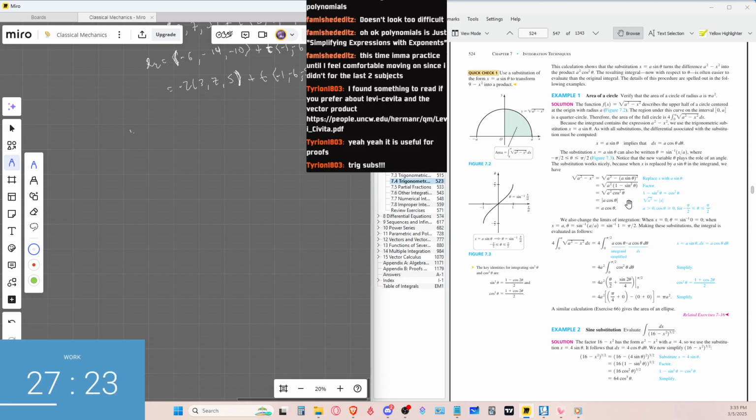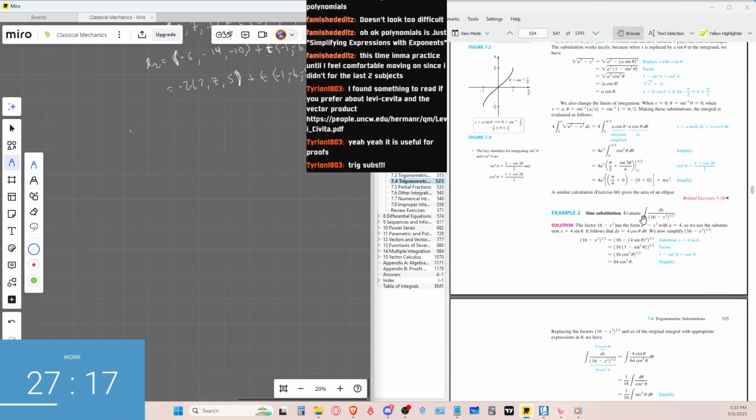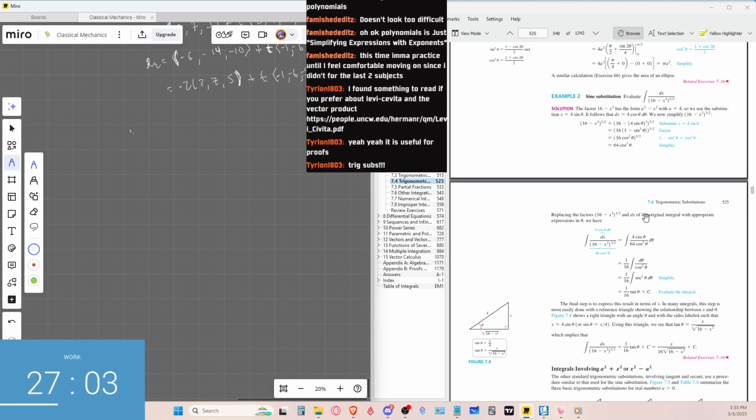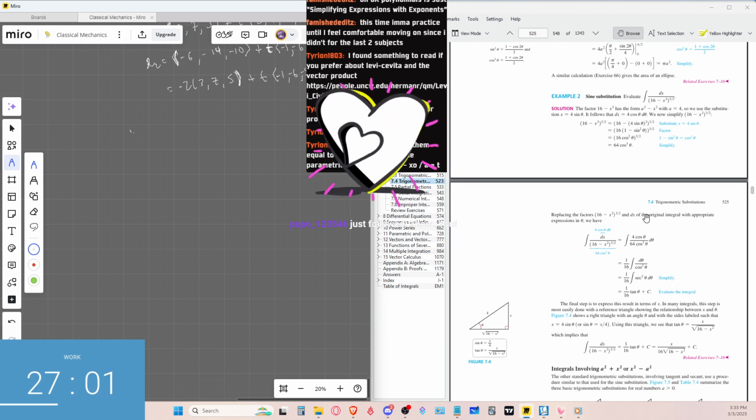So the thing to note, let's see, sine substitution. So we got 16, so we can reduce that. Because I think the one thing I forgot.